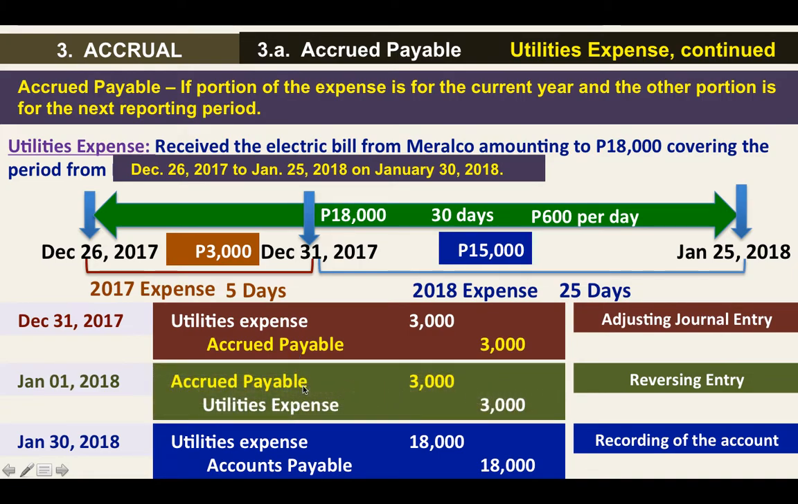So in this case, if we have done the reversing entry, if we will make analysis of the entry, we will cancel out the accrued payable. And here, ang matitira, utilities expense, 2017, 3,000, tama. 3,000 yan. And for 2018, meron tayong record na 18,000. And then merong credit due to the reversal of 3, 18 minus 3, the expense is 15,000. So if we want to pay this, we debit accounts payable and credit cash. Okay?